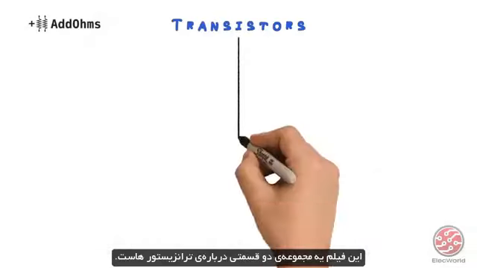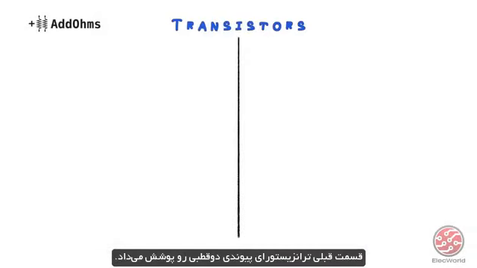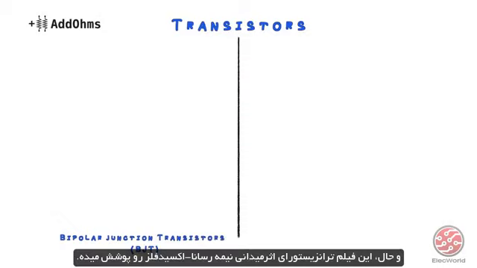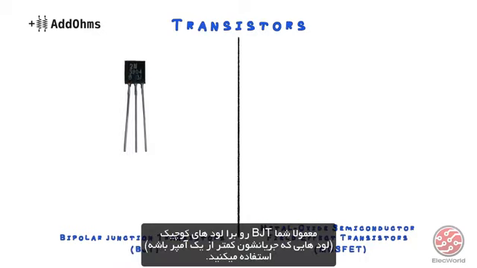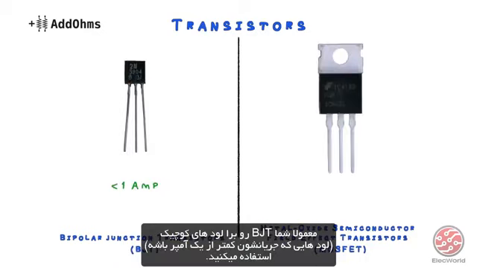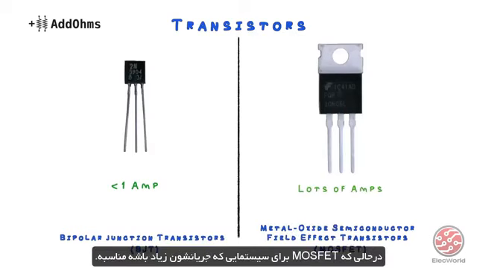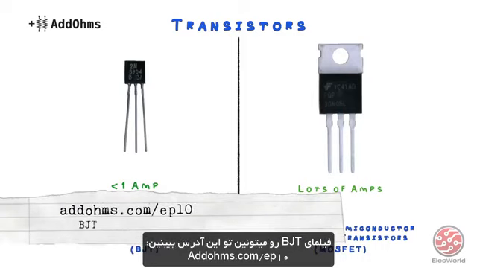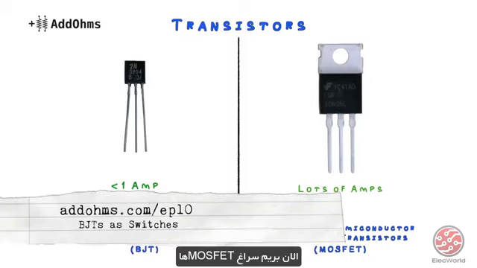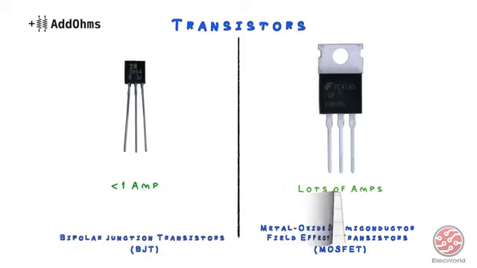This video is part of a two-part series on transistors. The previous one covered bipolar junction transistors, BJTs, while this video covers metal oxide semiconductor field effect transistors, known as MOSFETs. Generally, you'll use a BJT for small loads, say less than 1 amp of current, while MOSFETs are well suited for applications with much higher current. For the video on BJTs, see adohms.com/EP10. For now, let's move on to MOSFETs.